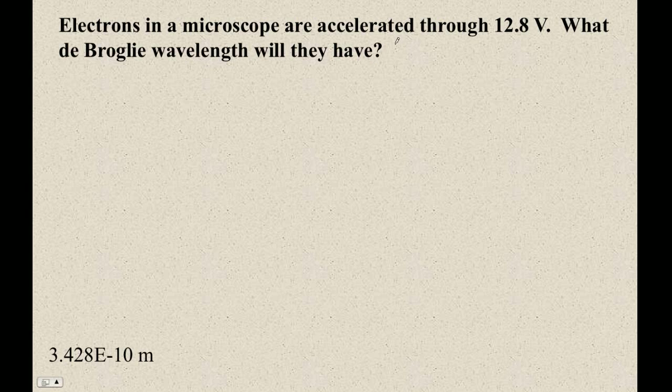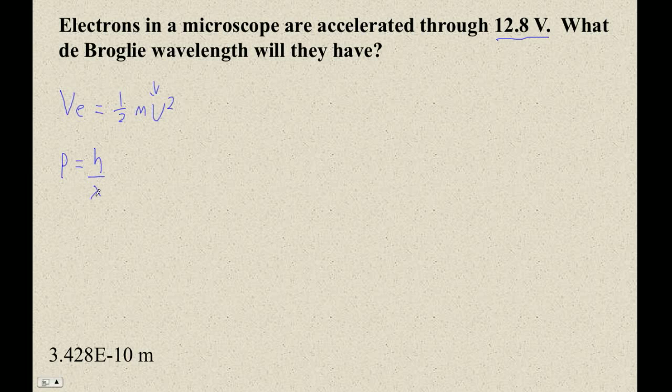Okay, electrons in a microscope are accelerated through 12.8 volts. What de Broglie wavelength will they have? Well, I know that I'm going to use VE is 1/2 mv squared and get the velocity, right? That's the velocity. This is the accelerating potential, right? Then I'm just going to go and plug that in.